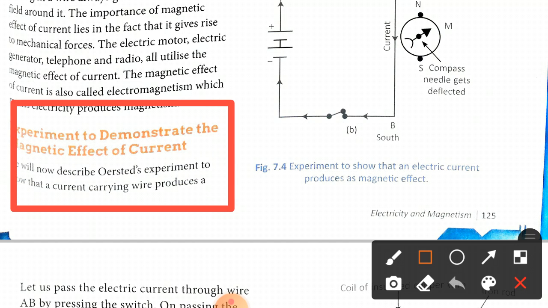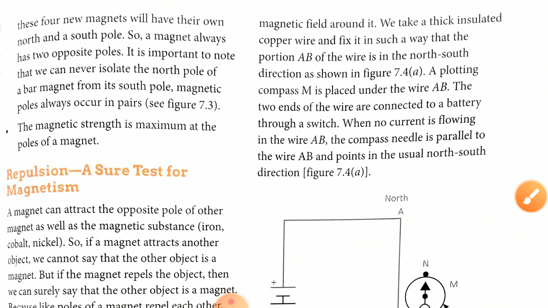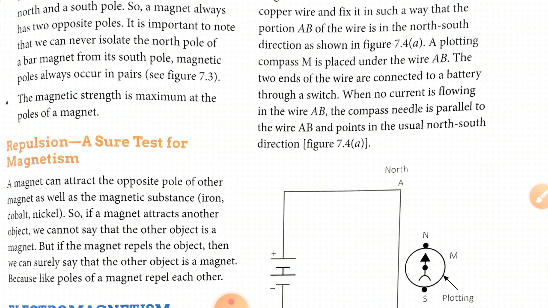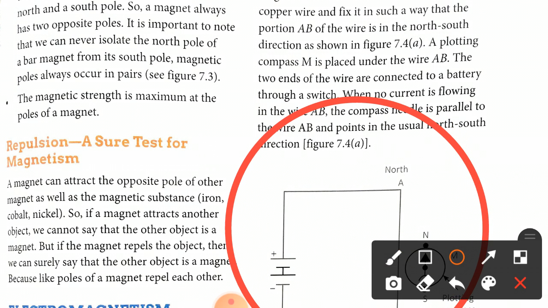wire creates the magnetic effect. So we will now describe the Oersted experiment to show that the current carrying wire produces a magnetic effect. Here you can see that we are now going to discuss the Oersted experiment. So we take a thick insulated copper wire and fix it in such a way that the portion AB of the wire is in the north-south direction. Here you can see this is the experiment we are talking about.